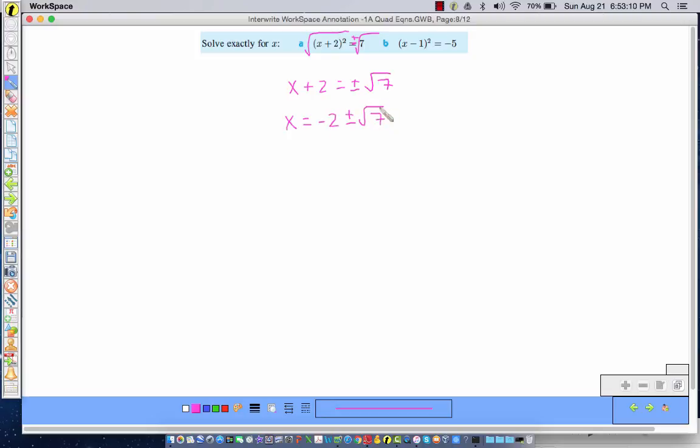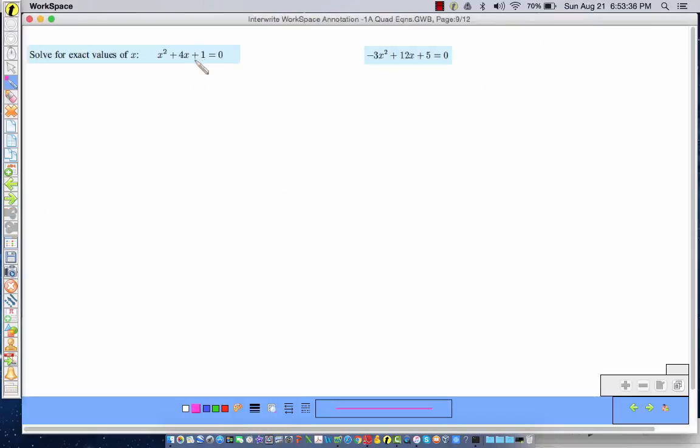And no, the 7 is not a perfect square. That is the exact answer. Let's leave it like this. Here, we would take the square root of both sides, and that becomes plus or minus square root of negative 5. We are in the real number system. We cannot handle the square root of negative 5. So for this one, there would be no solutions. Giddy up.